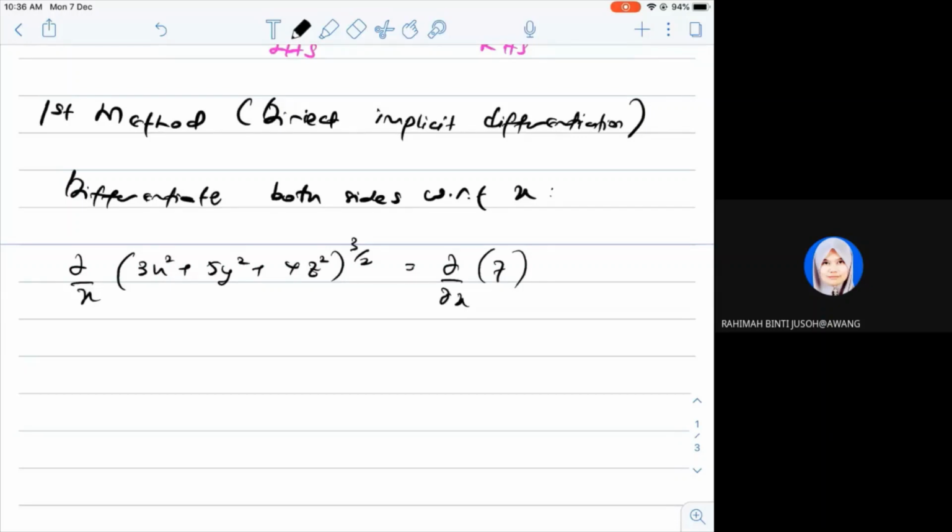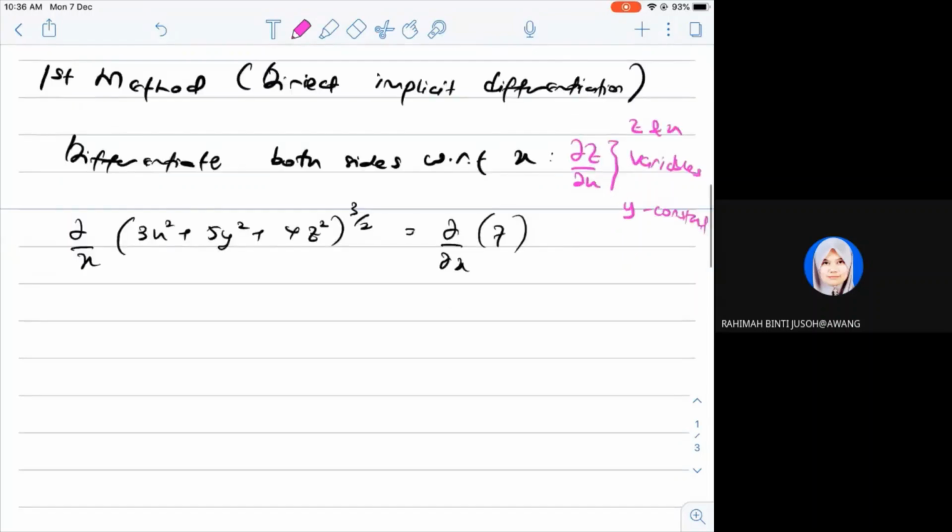Now guys, if we want to find del z over del x by using this direct implicit differentiation method, both x and z are variables. You have to bear in mind, put it in your head, z and x are both variables. So in this case, only y is the constant. Now let us proceed.